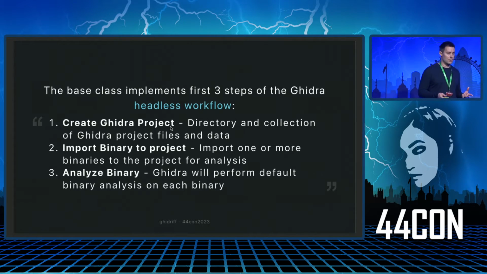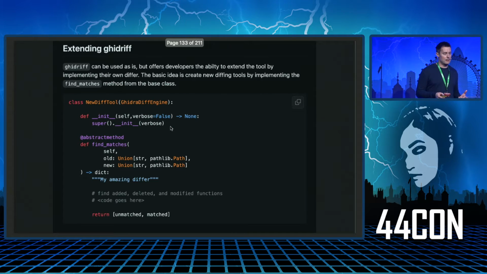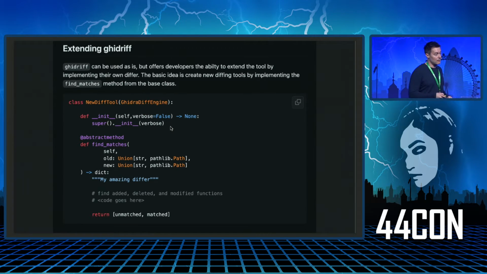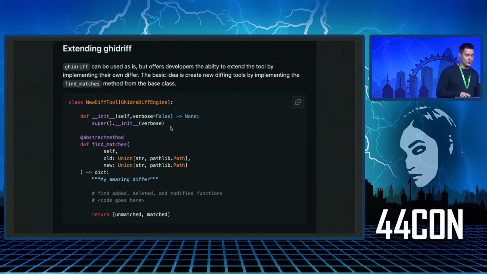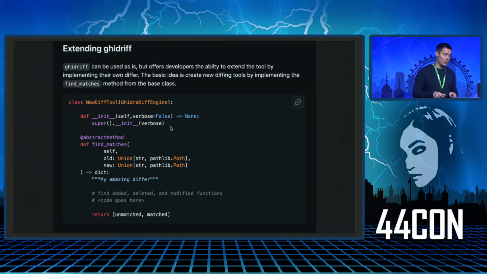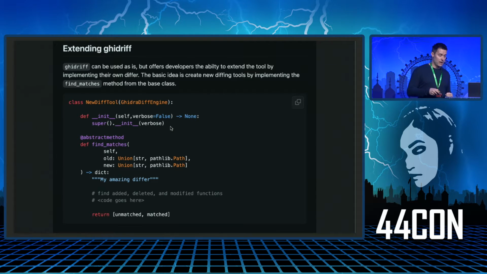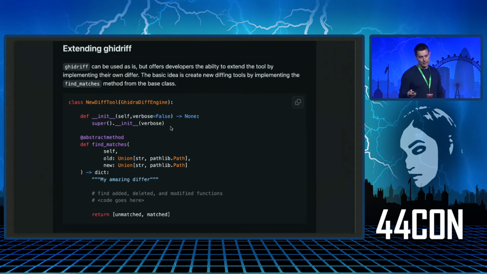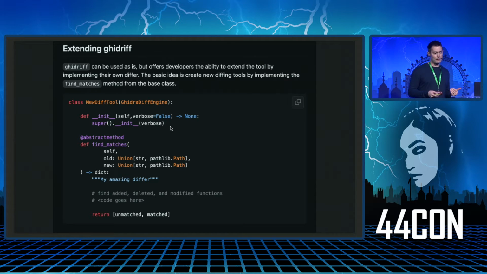All you need to do to implement a new differ with ghidriff is fill in the abstract method of a function called find matches. At the point of find matches, you're passed a pointer to the old binary and the new binary, and those objects are Ghidra program objects, and you have full access to all the functions, all the data, and you go from there to do all the matching. So you can build your own matcher just by implementing this find matches function, and all you need to return is the list of unmatched and matched functions.